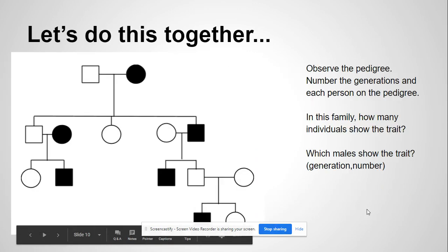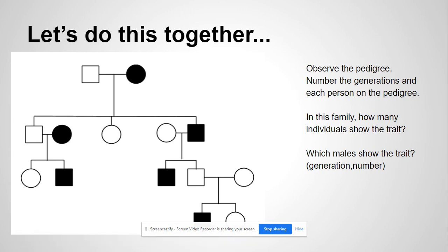So we're going to do this together. Observe the pedigree, the number of generations, each person on the pedigree. So in this family, how many individuals show the trait? There are 6 people that have the trait.